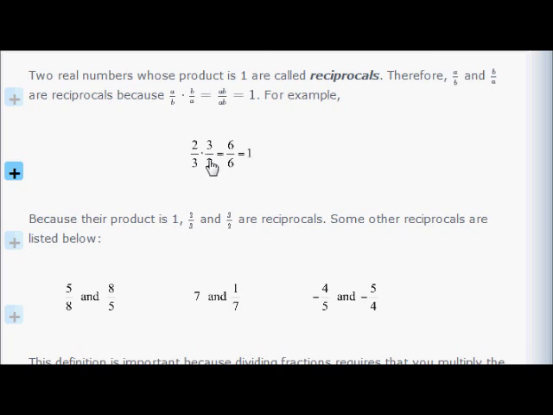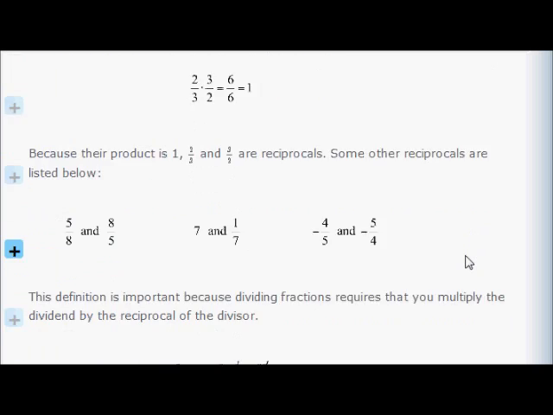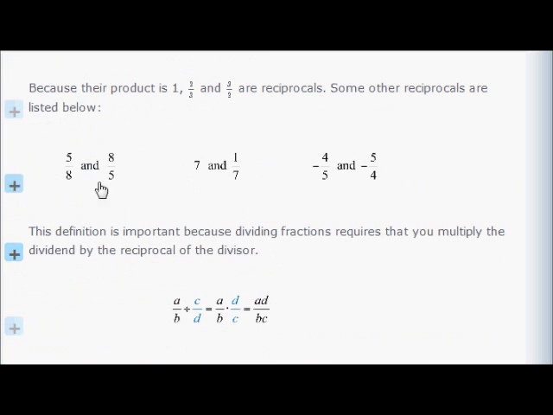5/8 and 8/5. Okay. What about 7? 7 is equal to 7 over 1, right? Because you can write any integer as a fraction, just put that integer over 1, and that's how you write it as a fraction. So 7 is just the same as 7 over 1. The reciprocal of that is going to be 1 over 7.